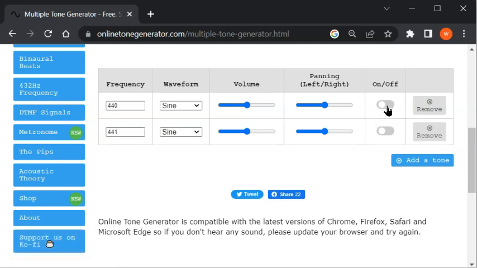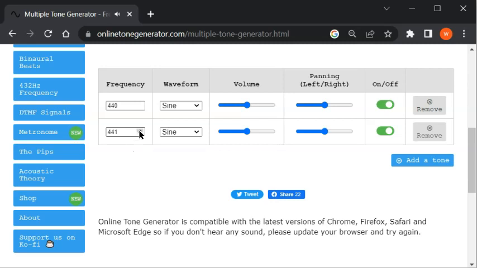which sounds like this. Then I'm going to play 441 hertz at the same time. So we can hear these fluctuations: 1, 1, 1. So we can hear 1 beat per second when the difference between frequencies is 1.